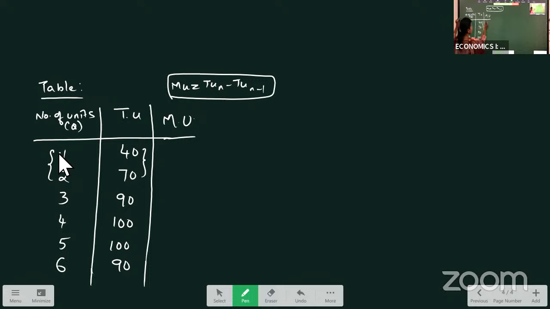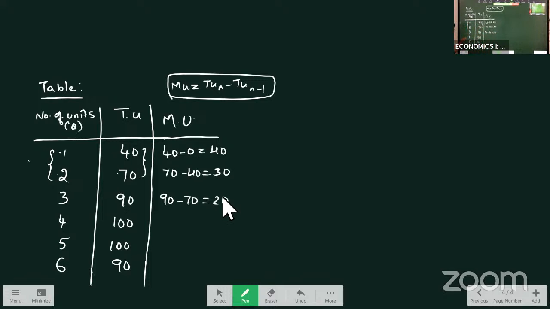Now from the first unit, it will be the same. First unit it will be the same, right? Second unit, from 40 to 70 it has increased. How much it increased? 70 minus 40. How much you will get? 30 is your marginal utility. Now from second to third, how much we have taken? 70 to 90. How much it is increasing? 90 minus 70 is 20.